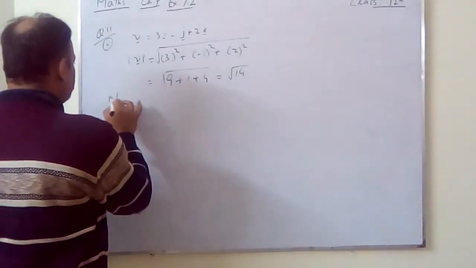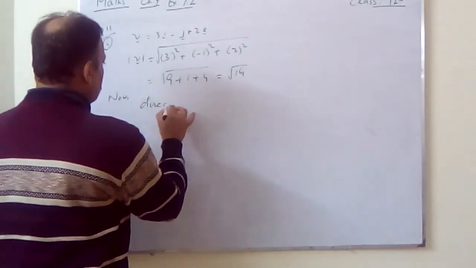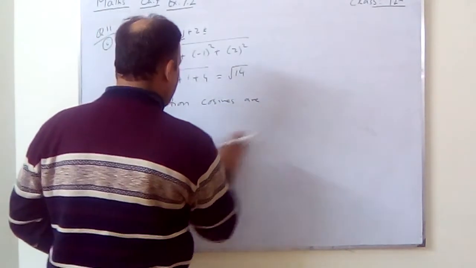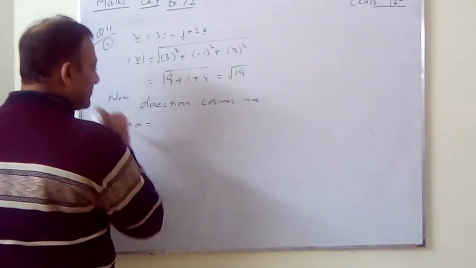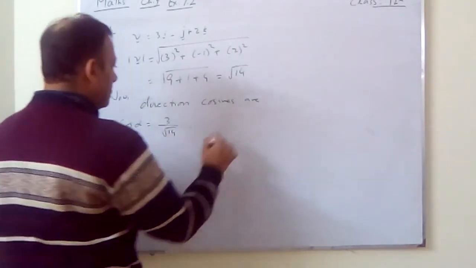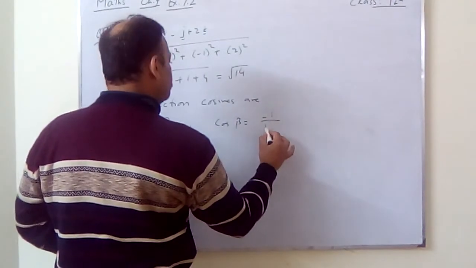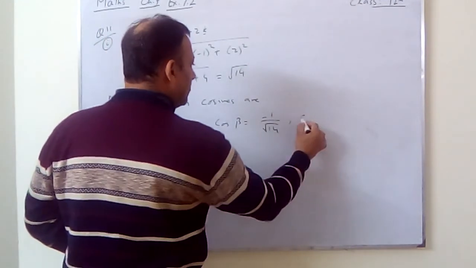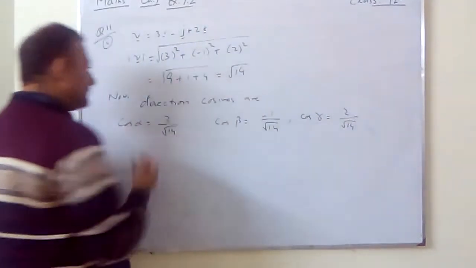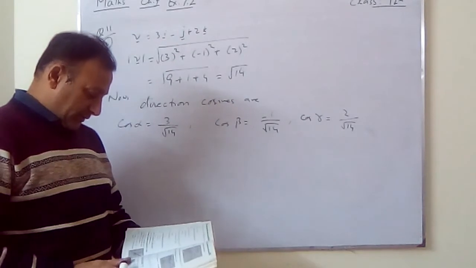Now direction cosines are cos alpha is equal to 3 over square root of 14, cos beta is minus 1 over square root of 14, and cos gamma is equal to 2 divided by square root of 14. So these are the three direction cosines of this vector.